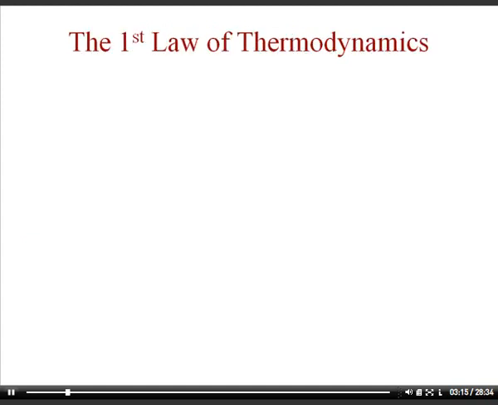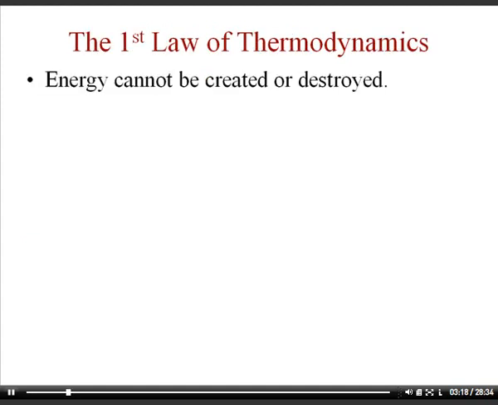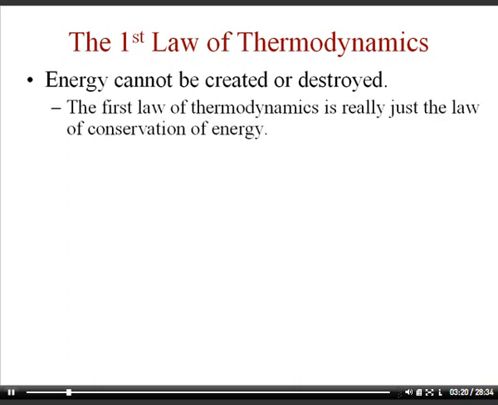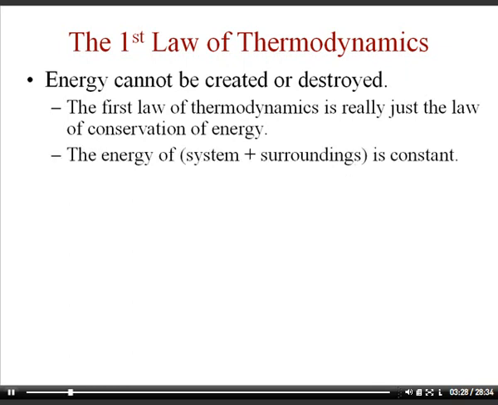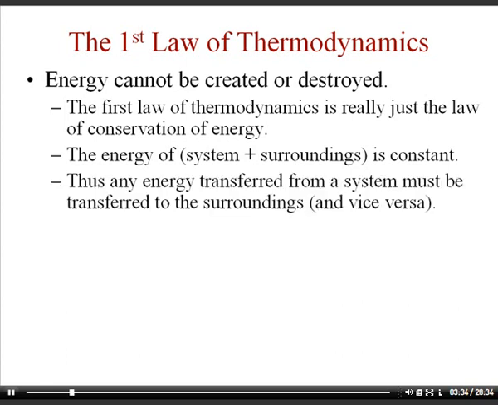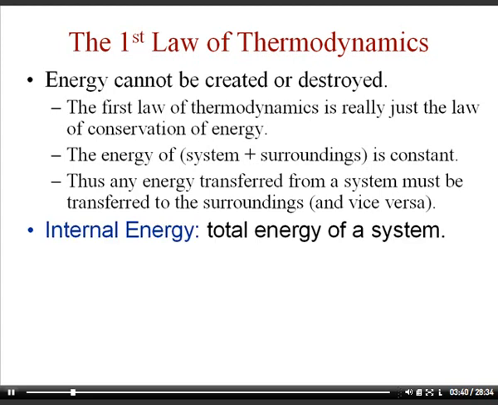Now we have the definition of the first law of thermodynamics, and it basically says that energy cannot be created nor destroyed in a chemical or physical change, and it's basically a restating of the conservation of energy. So the first law is really the conservation of energy. And from our definition of system and surroundings, the energy of the system plus the surroundings has to stay the same. Thus, any energy that you transfer from a system must be transferred to the surroundings, and any energy that transfers from the surroundings must go into the system.